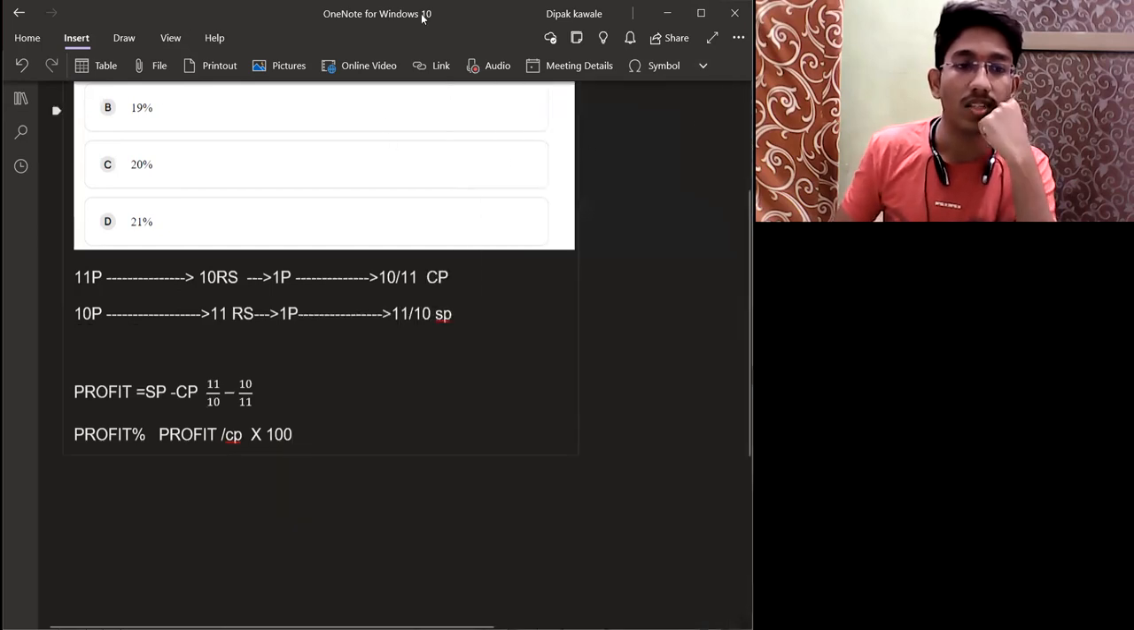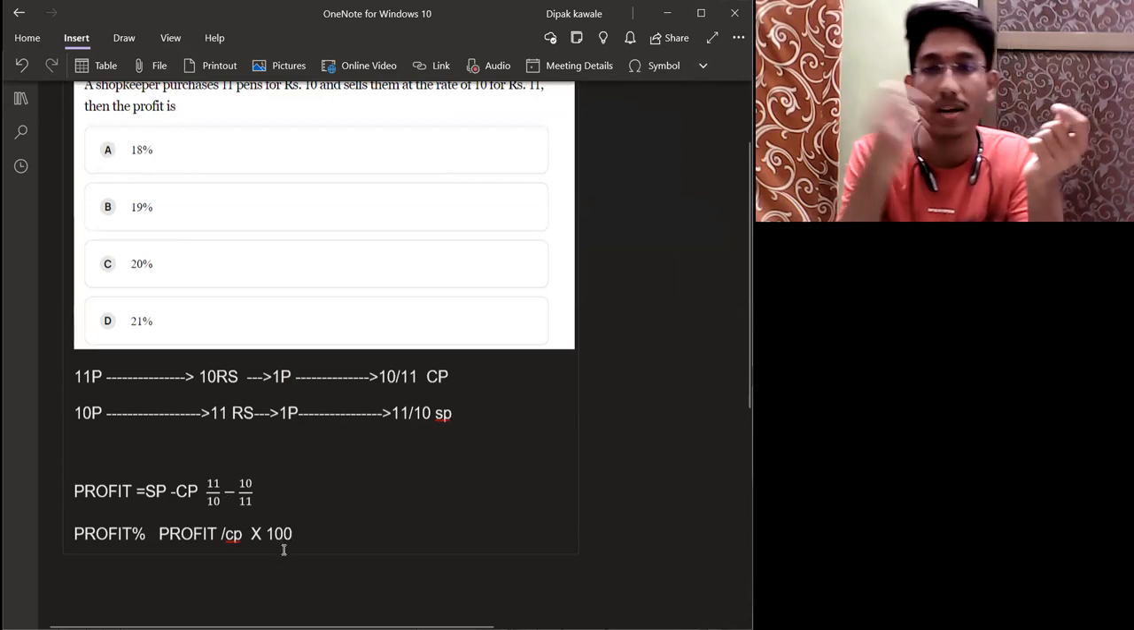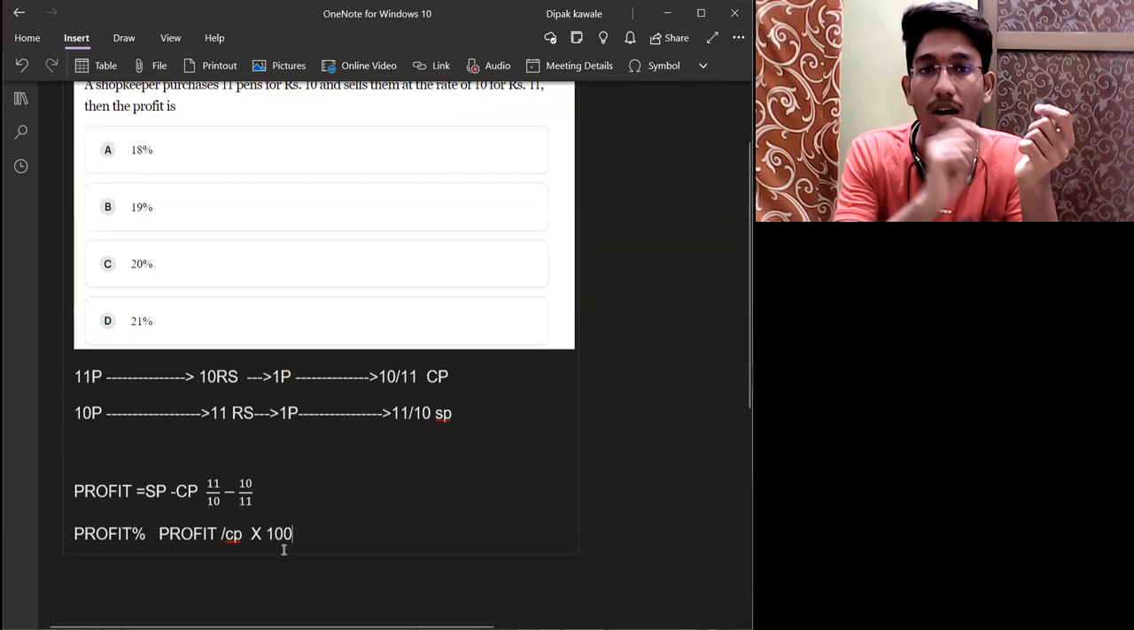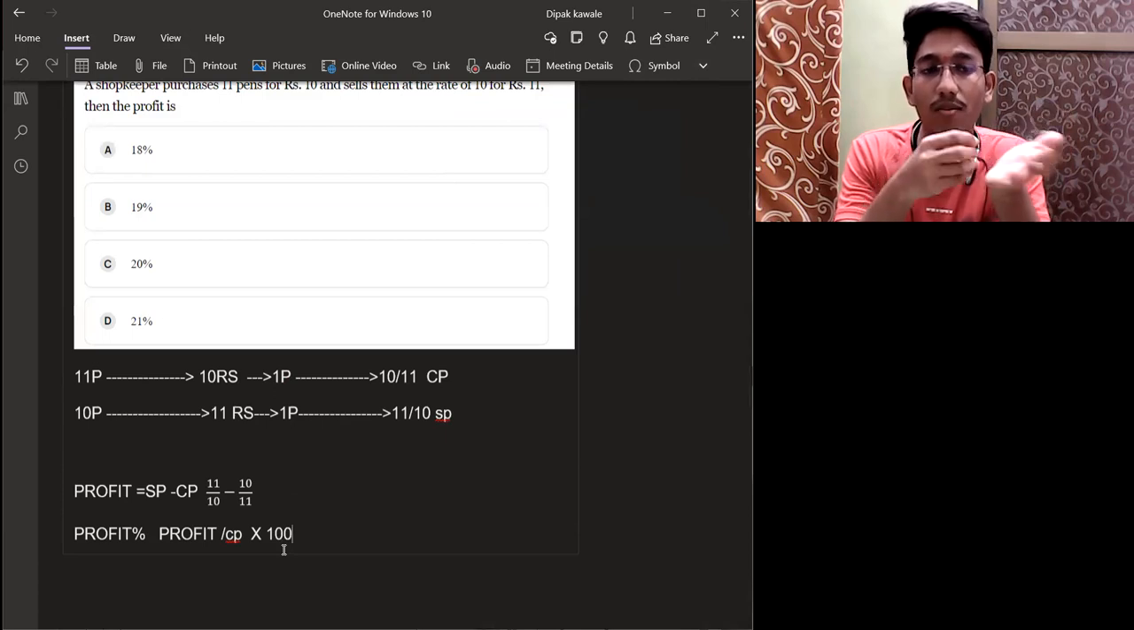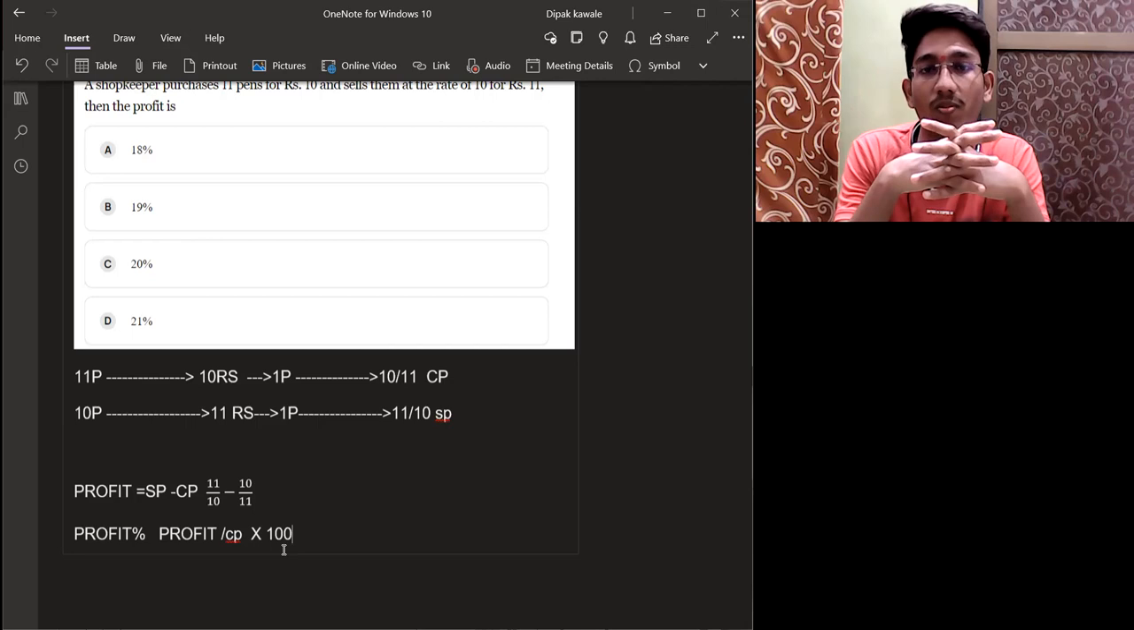But students, see how much time we will take to solve this problem, like 11 by 10, then again 10 by 11. I will have to use a pen to solve this, and using a pen means definitely 1 to 2 minutes will go. So how can we optimize the approach? Are you understanding?